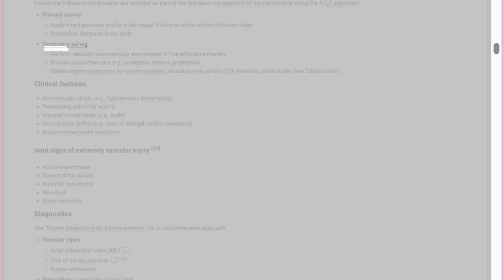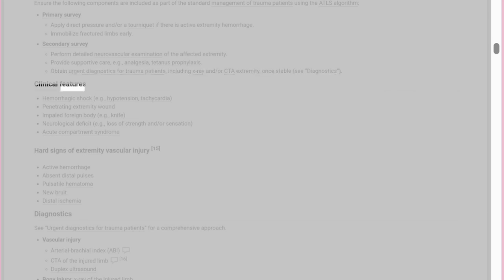Secondary survey: perform a detailed neurovascular examination of the affected extremity. Provide supportive care, for example analgesia and tetanus prophylaxis. Obtain urgent diagnostics for trauma patients, including X-ray and/or CTA extremity, once stable. See diagnostics.